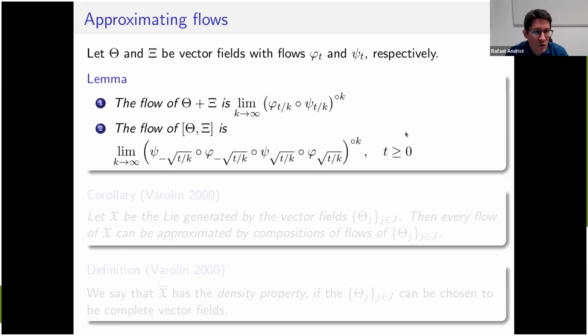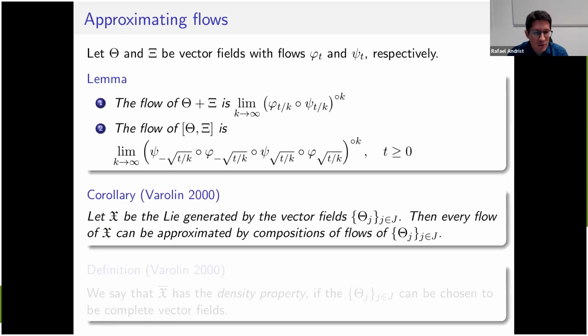So I think this is probably known since more than 50 years. But then it was Varolin in the year 2000 who made this crucial observation. Namely, if you have some Lie algebra generated by some set of vector fields, then you can use this to approximate every flow of a vector field from that Lie algebra by compositions of flows from these vector fields, from the generators.